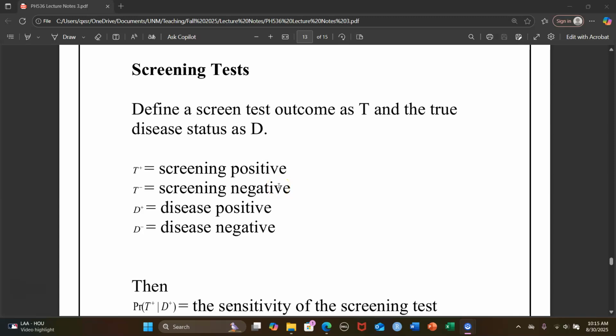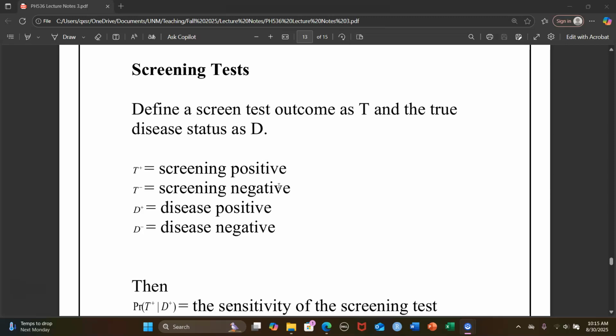Hi, in this video, I want to show you the application of the Bayes rule for screening tests. First, let us give some definitions. Define a screening test outcome as T and the true disease status D. Both T and D are binary variables.